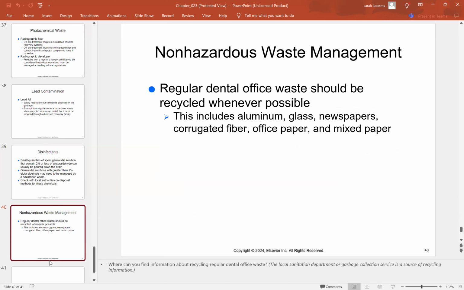Regular dental office waste should be recycled whenever possible. This includes aluminum, glass, newspapers, fiber, office paper, and mixed paper.